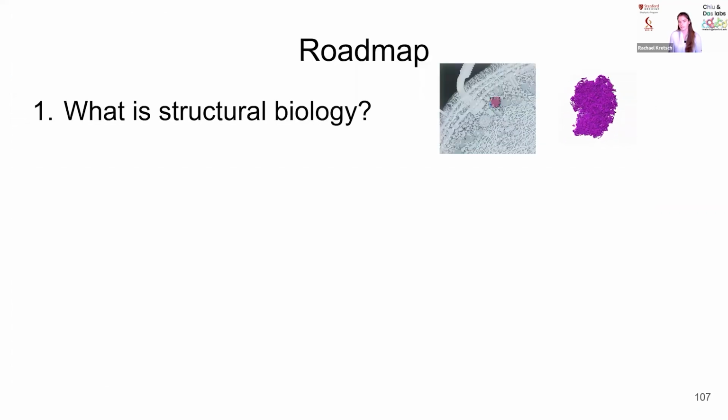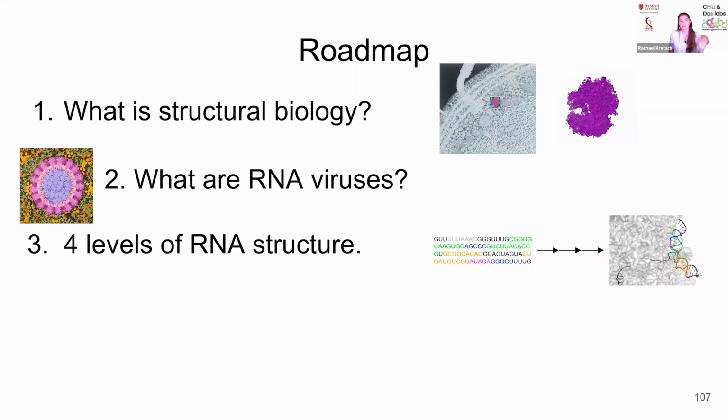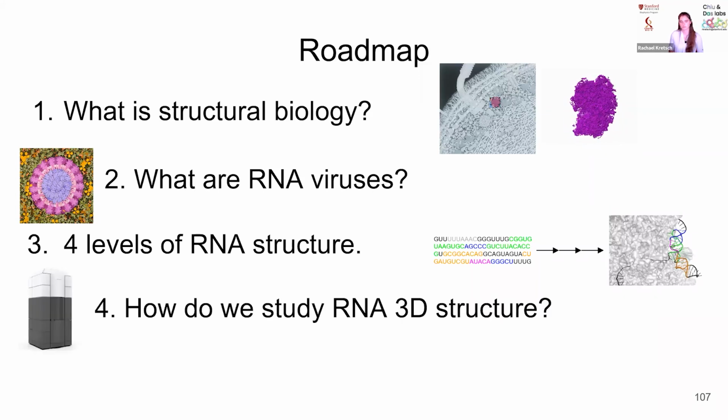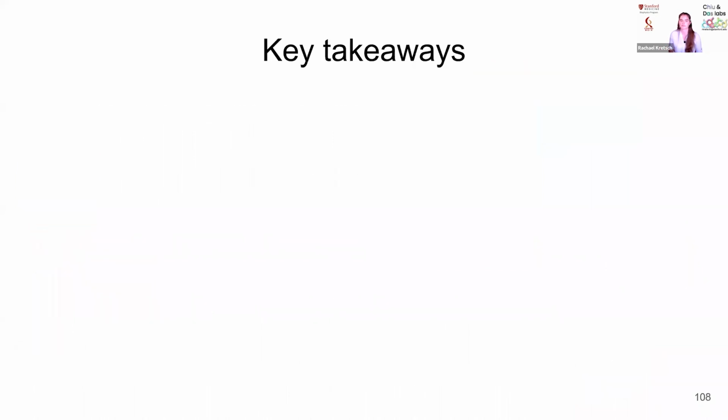So hopefully today you've learned what structural biology is and how we think about it. You've learned what RNA viruses are. You've learned that there's 4 levels of RNA structure and each give more and more information. You've learned how we use these cryo-electron microscopes to study 3D structure. And then finally, you've learned how we think about what these structures could tell us about viruses.